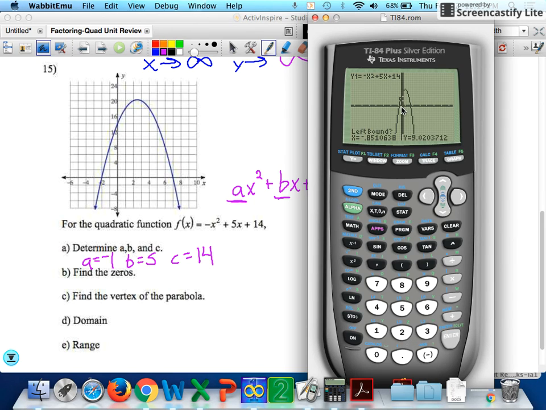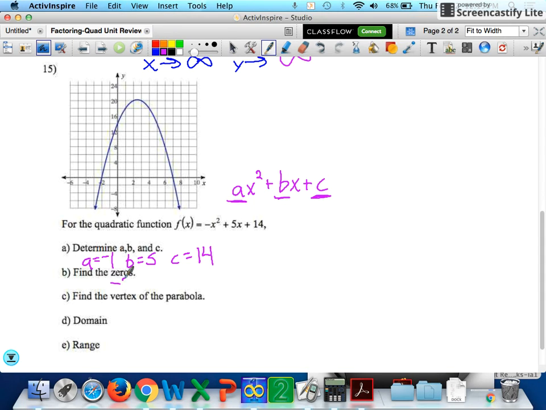We go, I'm looking at this very first one. This is a zero. It's where it crosses the x-axis. If I want to calculate it, I go to the left of it, press enter. I go to the right of it, press enter. What I've essentially just done is sandwiched it in. And it was (-2, 0).